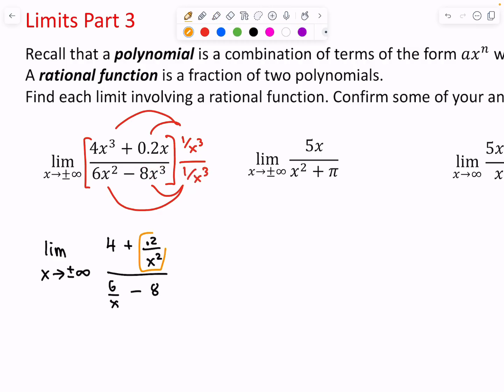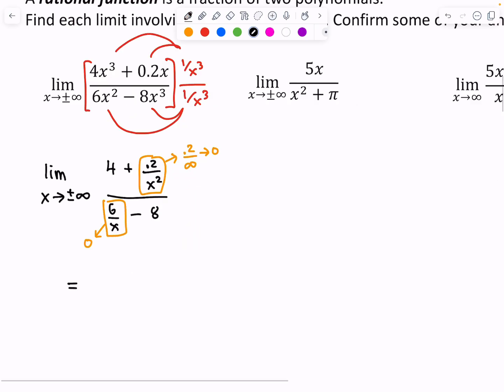And notice that we just have x's in these subfractions. Now as x goes to infinity, this subfraction will approach a constant 0.2 over an infinite size denominator, which approaches 0. And this would be true whether x is going to positive or negative infinity. Same thing is true for this subfraction. 6 over x will approach 0 as x goes to infinity or negative infinity, which means that we get a limit effectively of 4 plus 0 over 0 minus 8, which simplifies to negative 1/2. And this will be the answer whether x is going to positive or negative infinity.